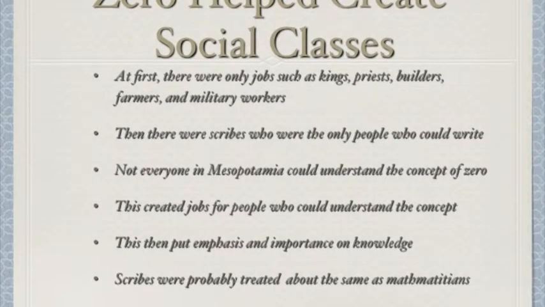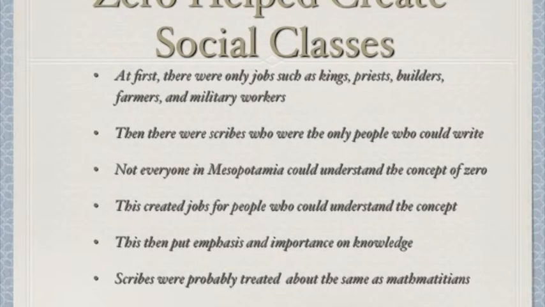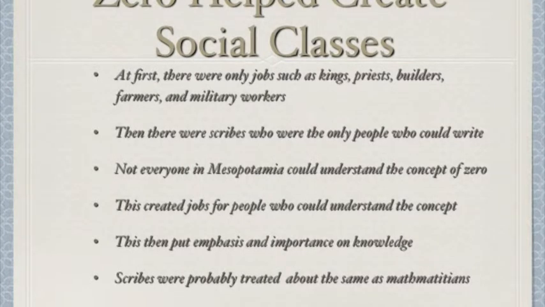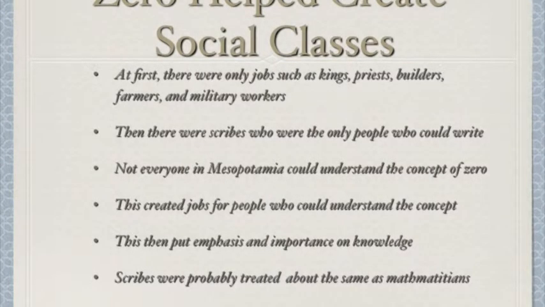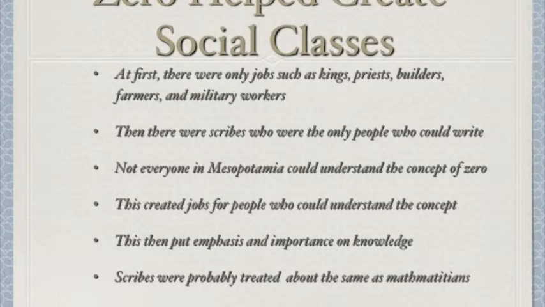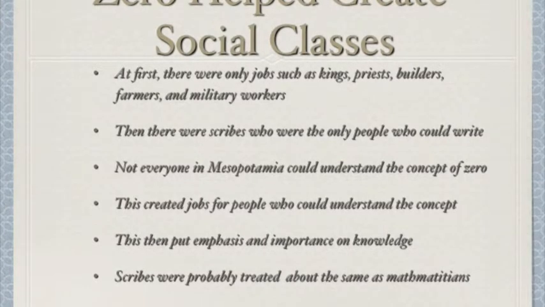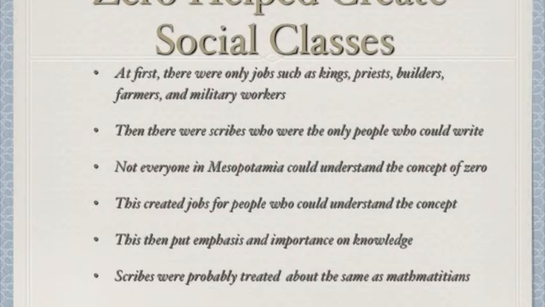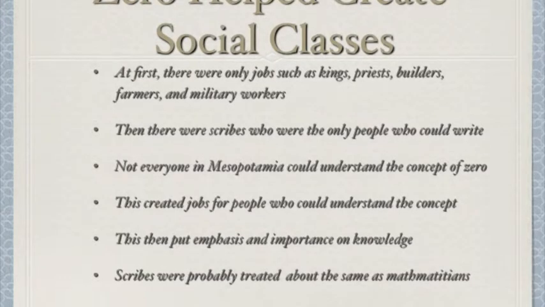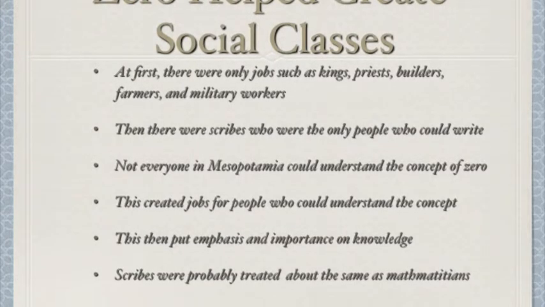Zero helped create social classes. At first, there were only jobs such as kings, priests, builders, farmers, and military workers. Then there were scribes who were the only people who could write. Not everyone in Mesopotamia could understand the concept of zero. This created jobs for people who could understand the concept.